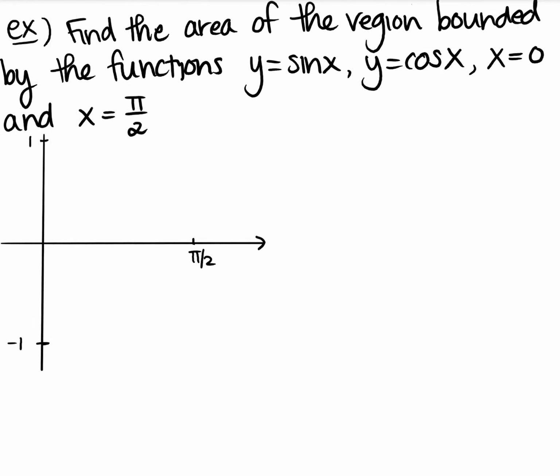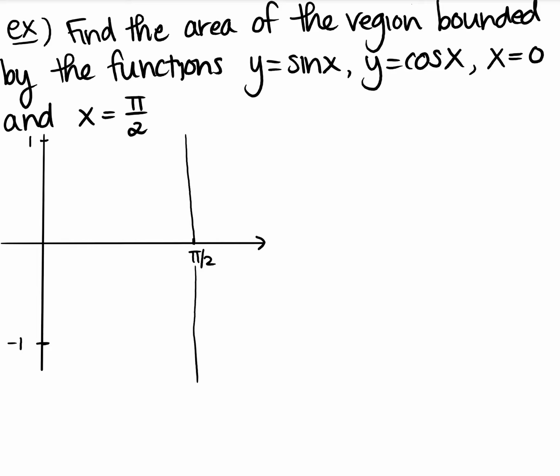I want the area of the region bounded by the functions y equals sine x, y equals cosine x, x equals 0, and x equals pi over 2. So x equals 0 is just the y-axis, right? And x equals pi over 2 is just going to be a vertical line at pi over 2. So let's look at sine and see what happens.